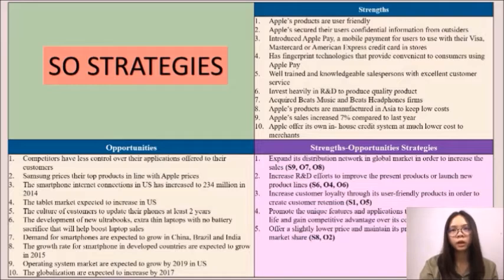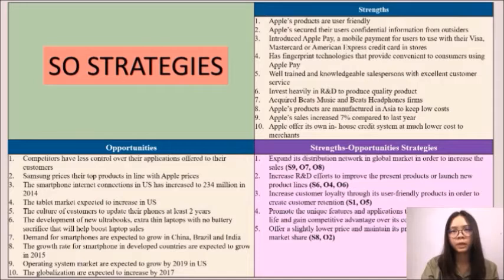Thirdly, Apple can increase customer loyalty through its user-friendly products in order to create customer retention. Most Apple customers feel that its products are user-friendly, and there is a culture for users to update their phone at least every 2 years. So this is a very good strategy to retain customer loyalty.